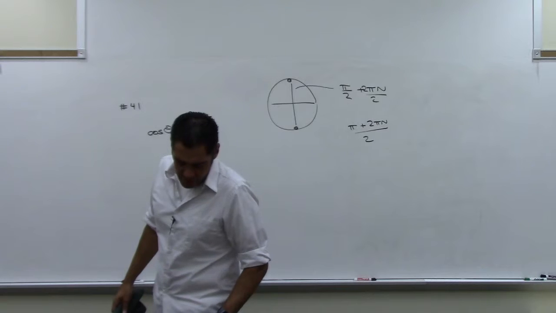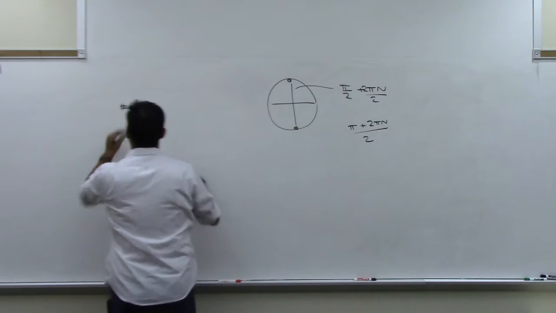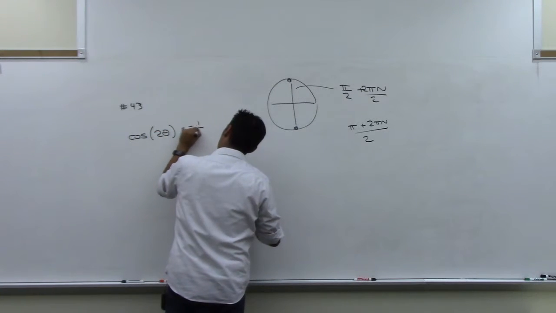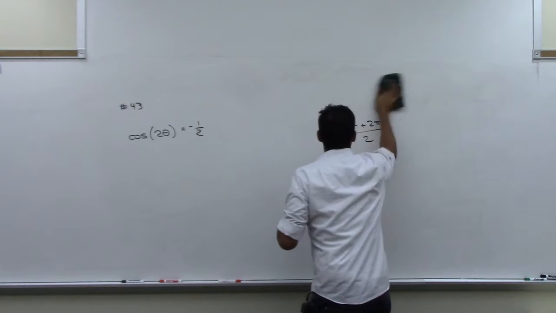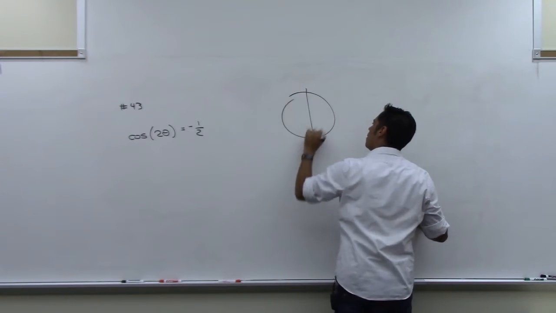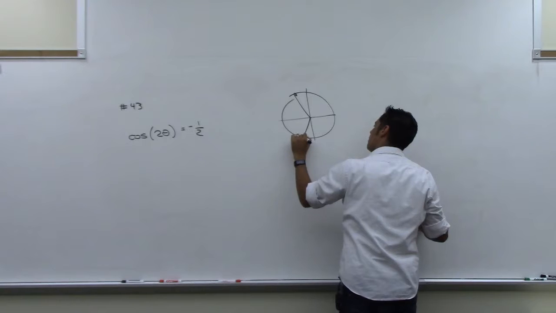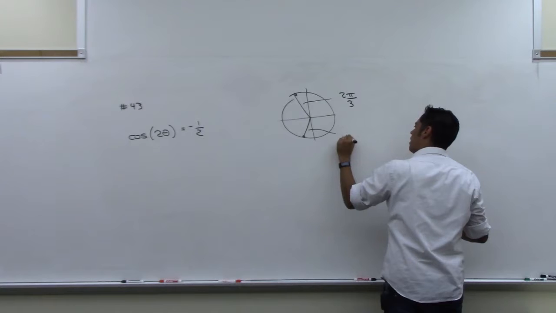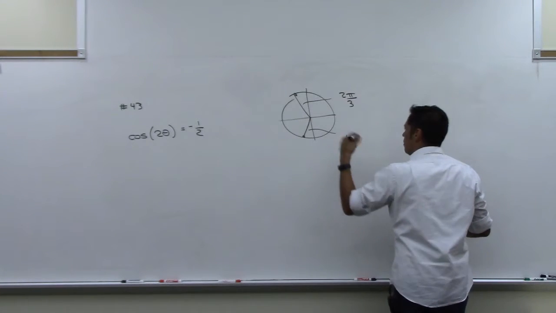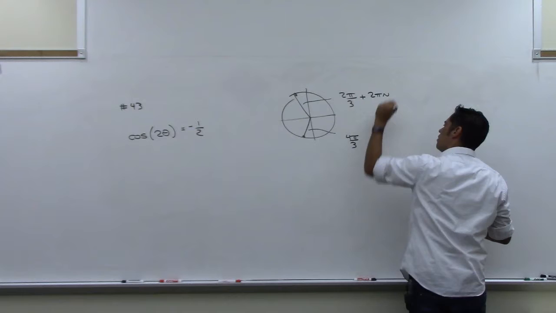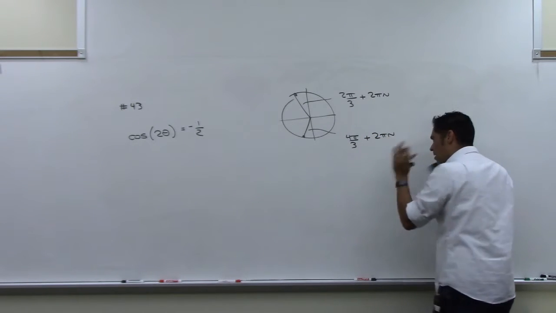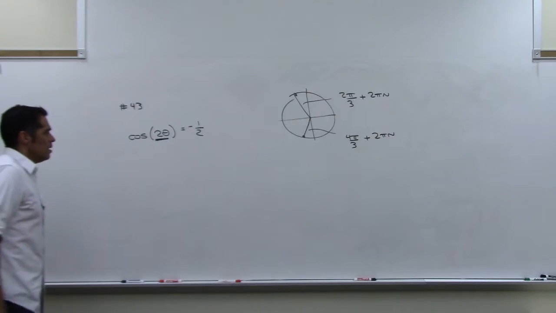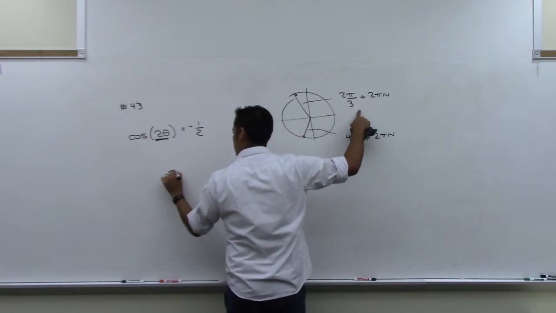All right, cosine 2 theta is negative 1/2. Number 43. Cosine 2 theta, negative 1/2. So where is the x-coordinate negative 1/2? Here and here, they are not directly across from each other, 2 pi over 3, and this one is 4 pi over 3. So to get them all, you have to add full rotations. But this is not our final answer because our argument here is not just theta, it's 2 theta. So I need 2 theta to be equal to this.